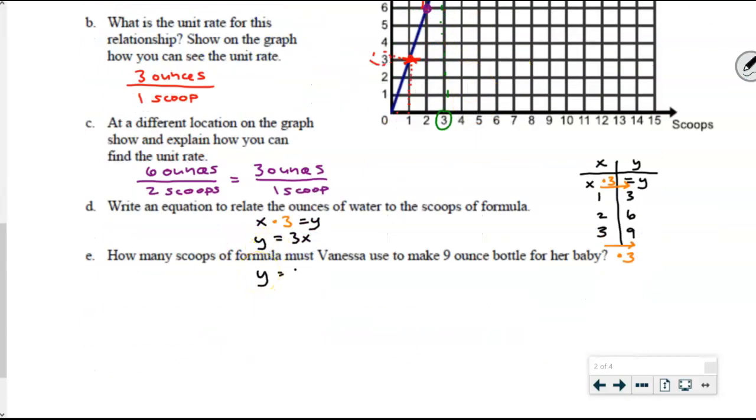Y equals 3x. What value do I know? The y value. This is the y value. So that means, since I know the y value, I substitute it in. 9 is equal to 3x. We undo multiplying by 3 by dividing by 3. And algebraically now we can get the same answer that we got on our graph. X is equal to 3, or 3 scoops.